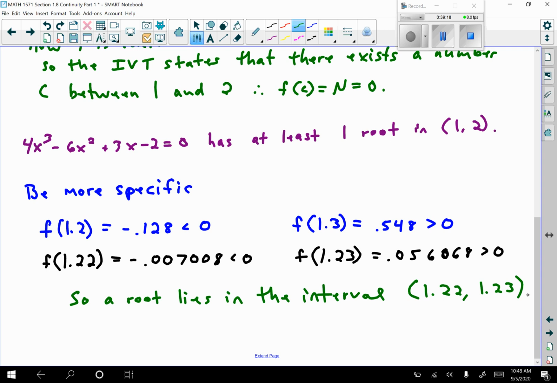All right, so again, this is just the first part of section 1.8. I'm going to go over more examples in the second part.